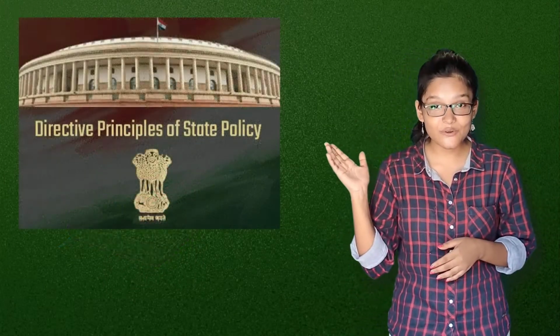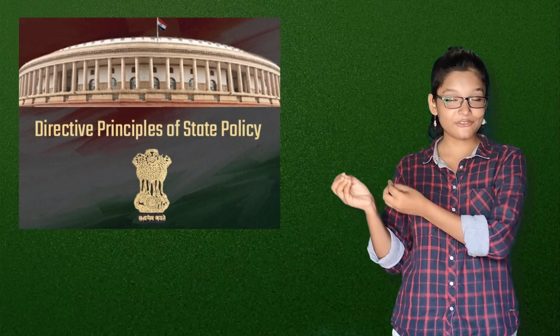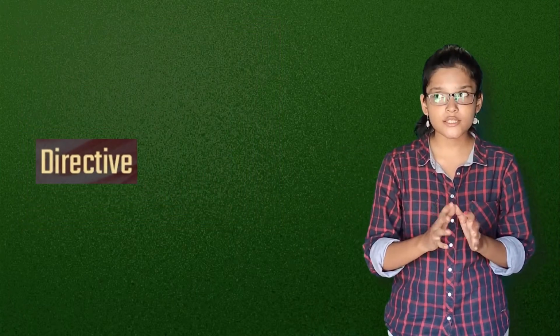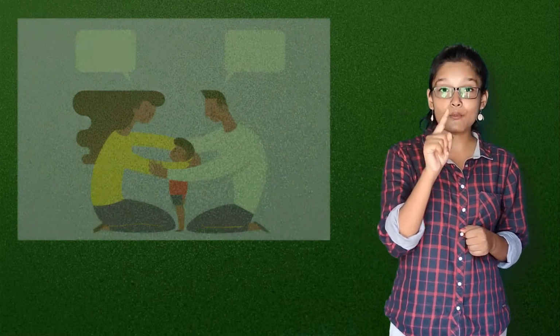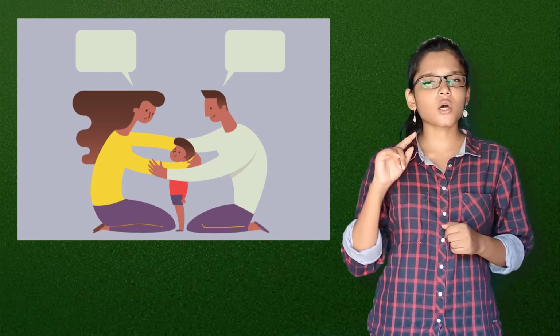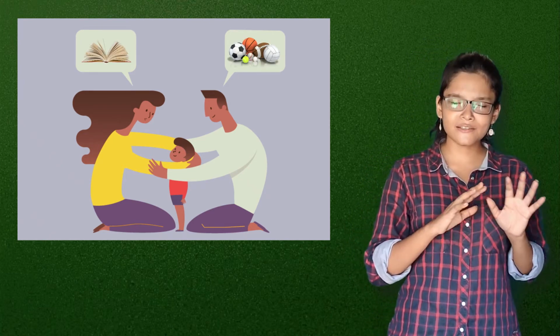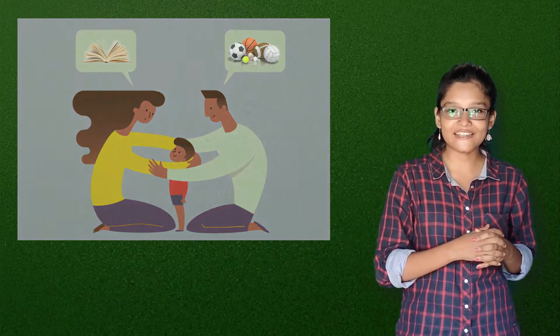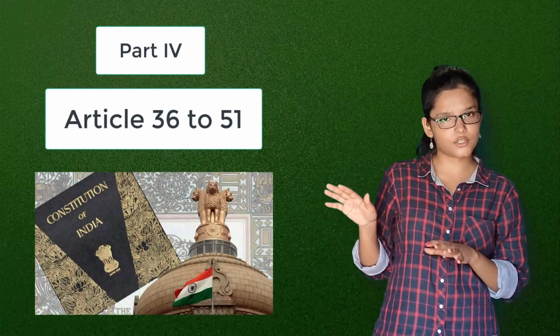That is Directive Principles of State Policy. As you can see, the meaning is hidden in the name itself. That is, directives, which means guidelines. Now, you can correlate it with the guidelines that your parents give you. The nature is literally the same. However, the only difference is your parents design guidelines for you, and similarly the Indian Constitution designs guidelines for the central government as well as for the state governments. It is mentioned in Part 4, Article 36 to 51 of the Indian Constitution.